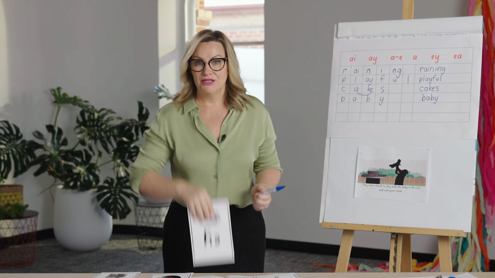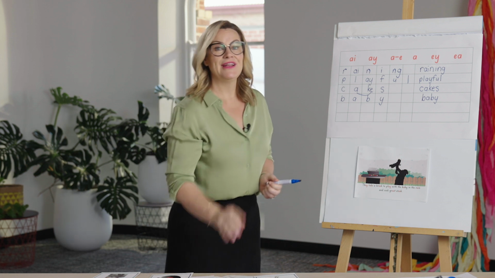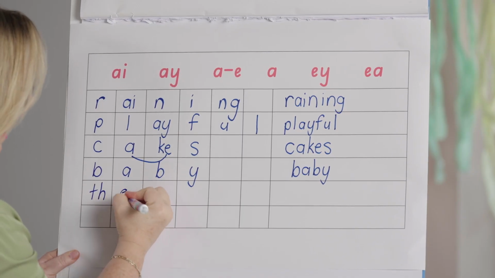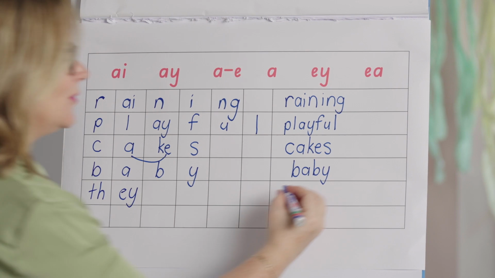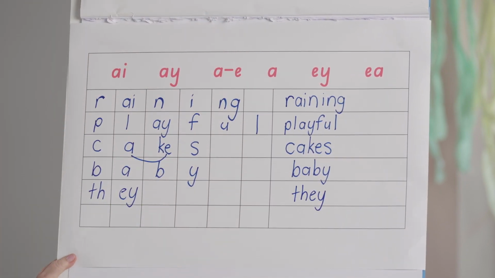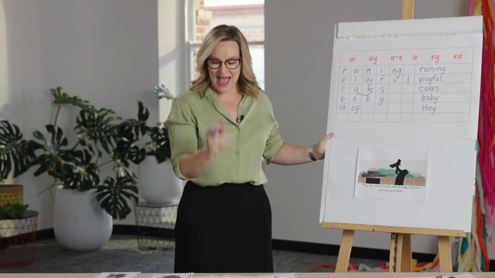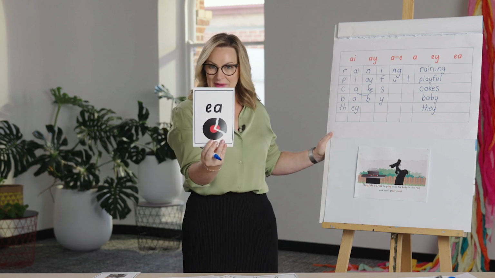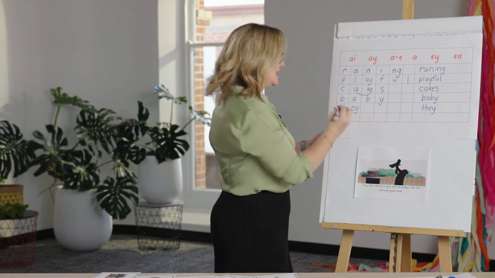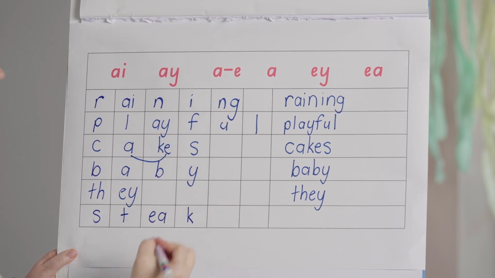Next one is they. Now that is going to use this spelling choice, E-Y, for A. Let's write. Th-voiced. Th-A. They. Write the whole word. They. Last one. Steak. E-A. Spelling choice? E-A. Let's write it. Steak. S-t-a-k. Write the word.